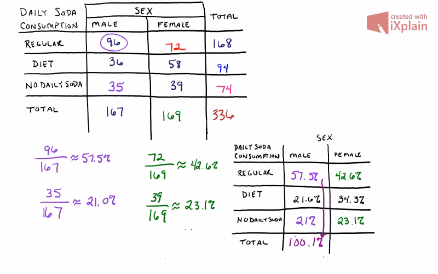So basically what I want you to note for yourself is don't freak out if you add up your grand totals and they do not come out to 100. In the case of our females here, if we add up our regular, our diet, and our no daily soda group, we actually end up getting a nice 100%. So that works out in our favor.